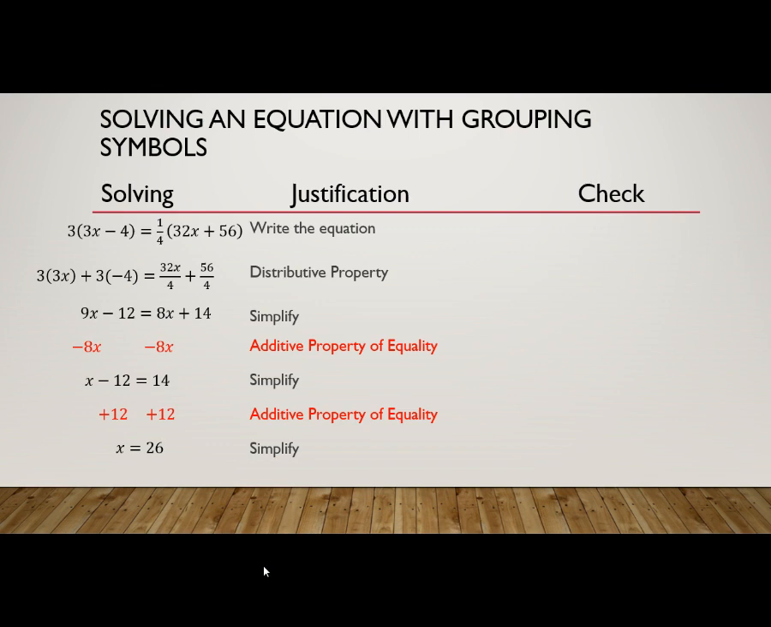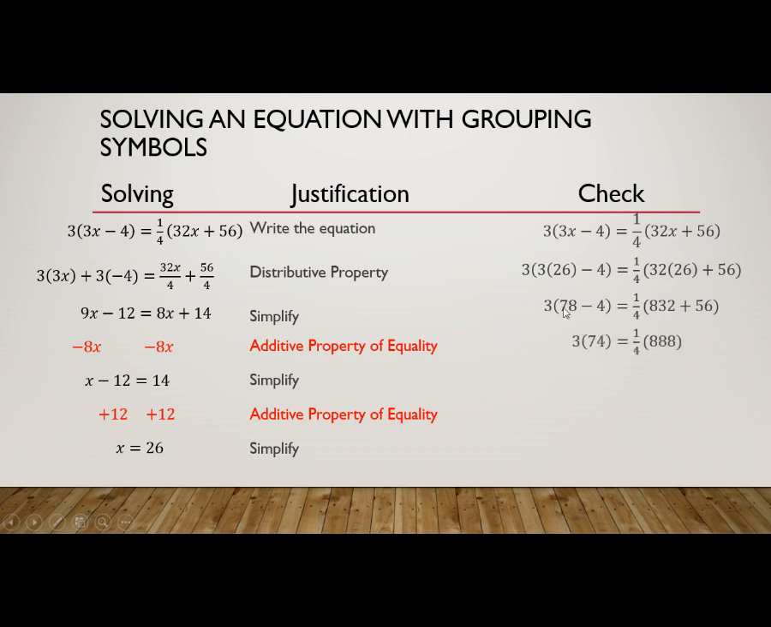Okay, now the checking step again. Write the equation. Change x to the 26, and we're going to simplify. We're going to start inside the parentheses first, following PEMDAS. So we get 3 times 26 is 78. 32 times the 26 is 832. Now 78 minus 4 is 74. 832 plus 56 is 888.